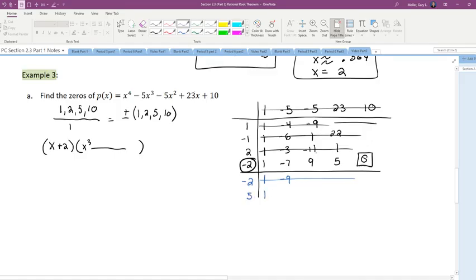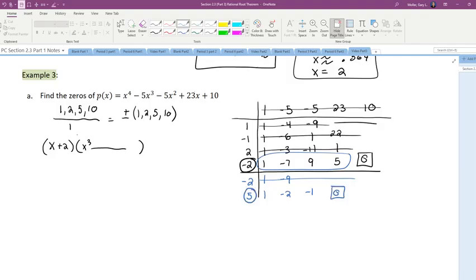Bringing down again. I'm going to circle this because I have a feeling I'm going to forget. I'm going to jump all the way up here. Bring down the 1. I get 5 is -2. 5 and -2 is -10. Gives me -1. Gives me -5. Gives me 0. Awesome.